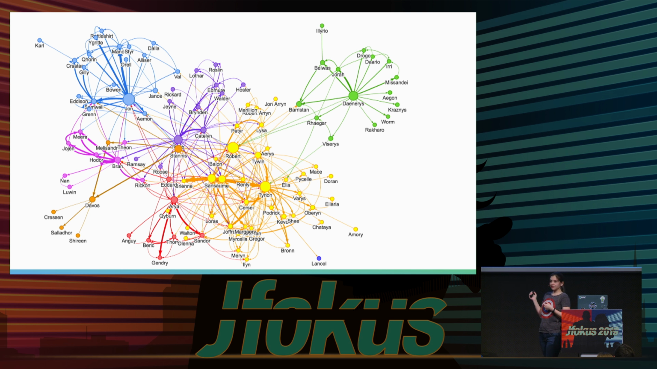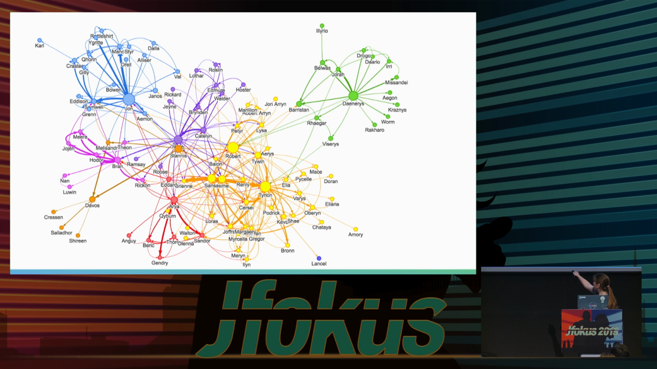So based on the size of the node, that's betweenness centrality. The larger the node, the higher the betweenness centrality. The thicker the relationship, the higher the page rank. And the colors represent the different communities in the graph data. So you can see how the visualization gives you a very quick visual overview of what exists in the graph, and maybe what you might want to focus on.